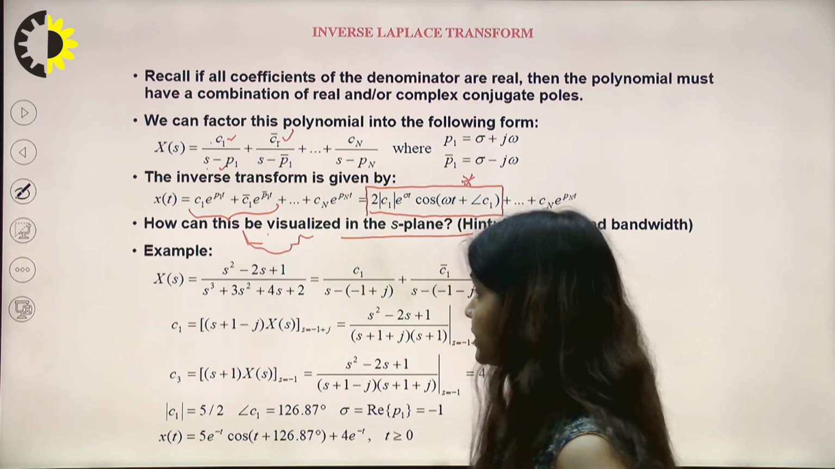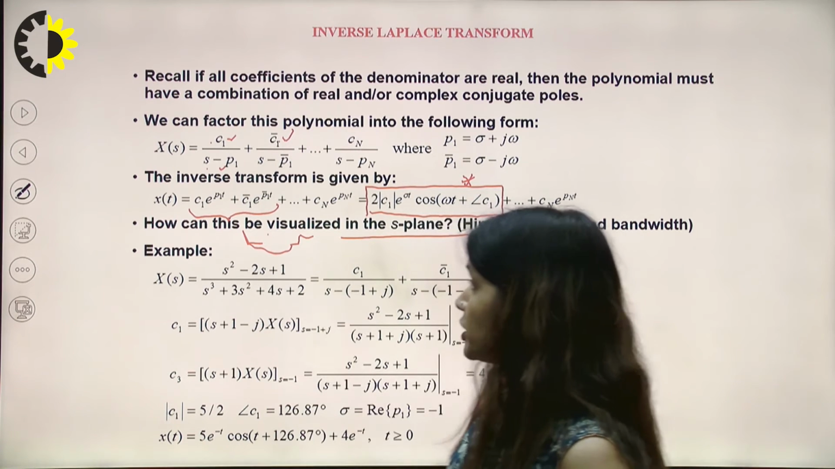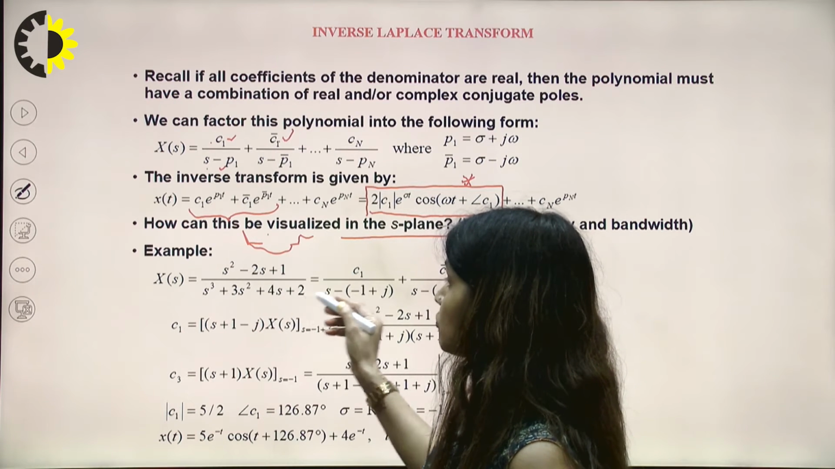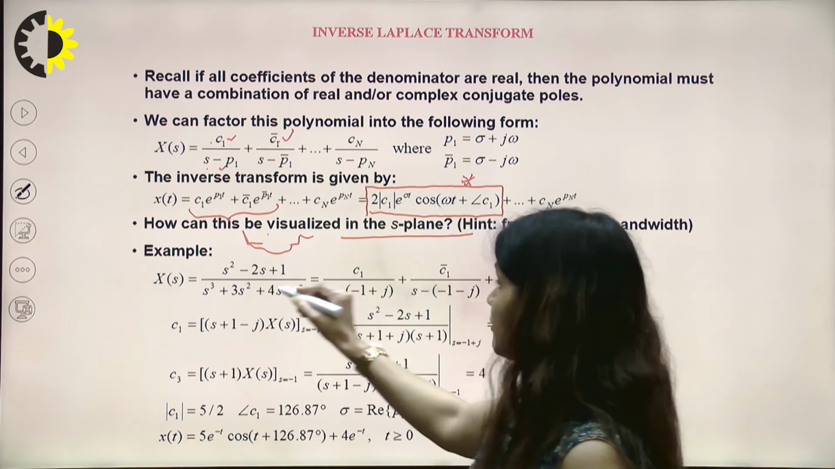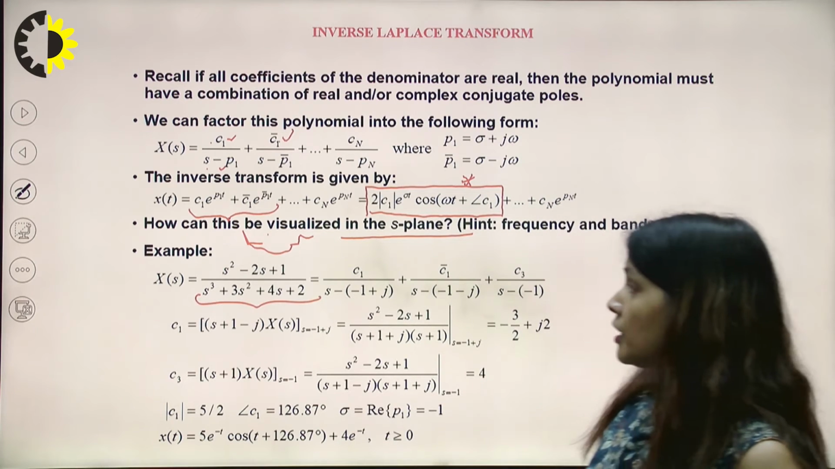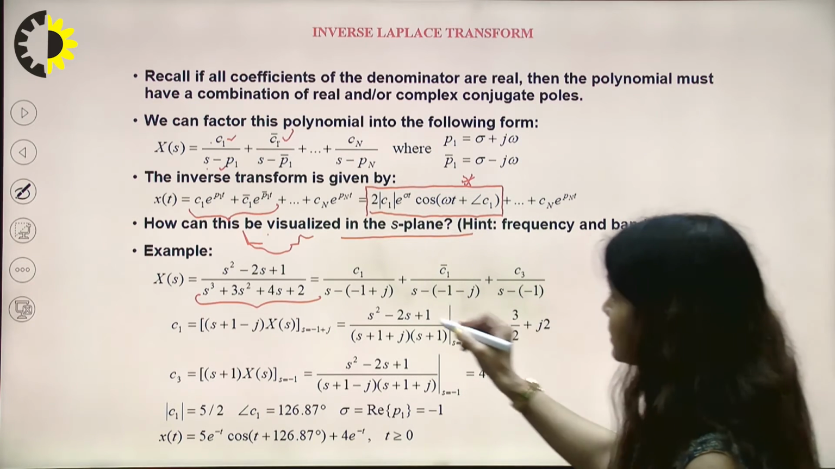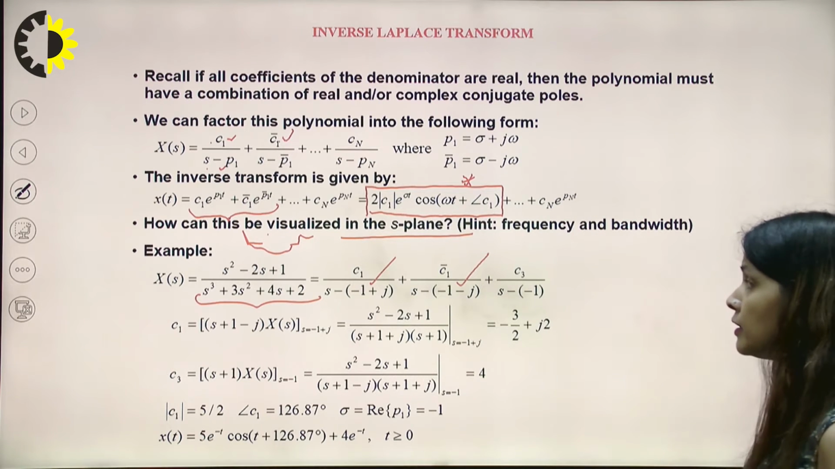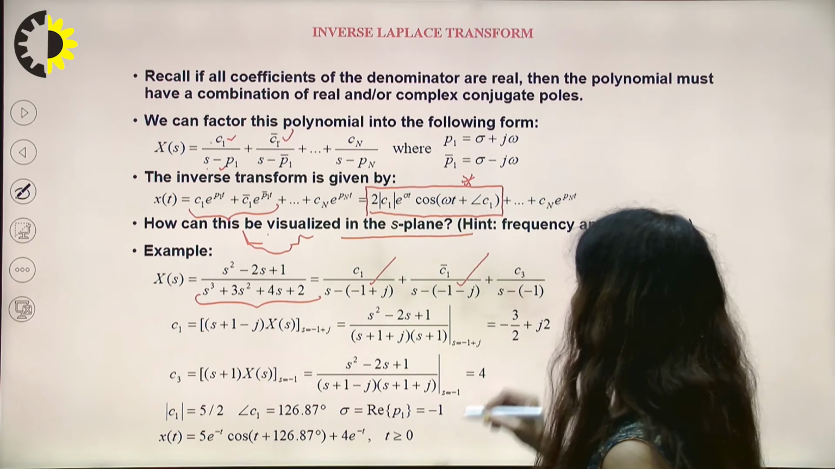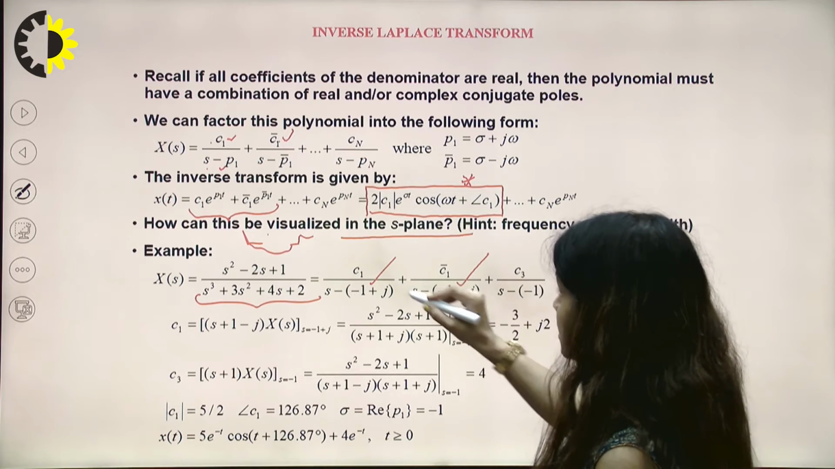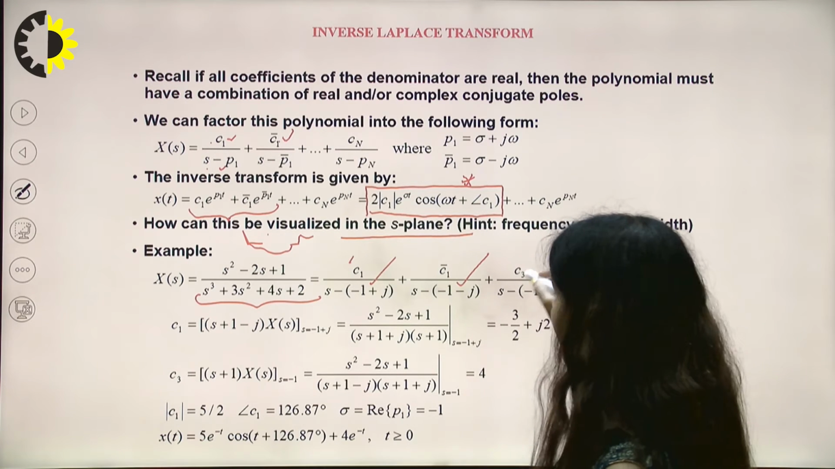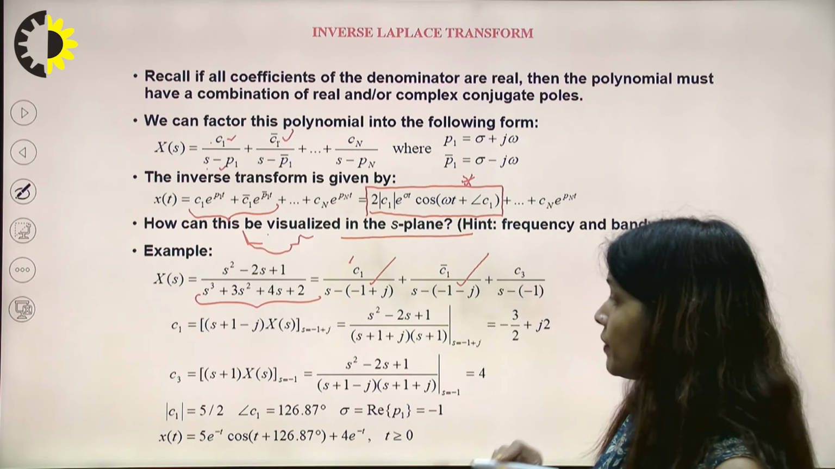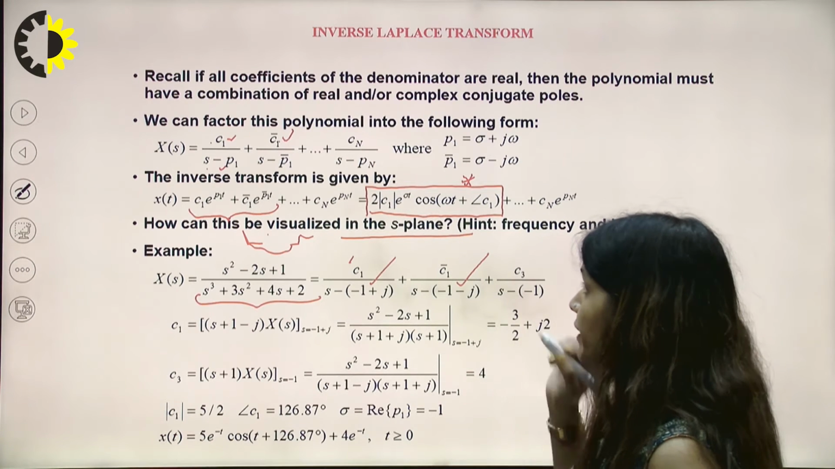Let us consider one example, that is (s square minus 2s plus 1) upon (s cube plus 3s square plus 4s plus 2). So here if I factorize this, I can say this is one pole and this is the complex conjugate of the particular pole. So the process for calculating C1 and C3 is the same, only with a slight modification.